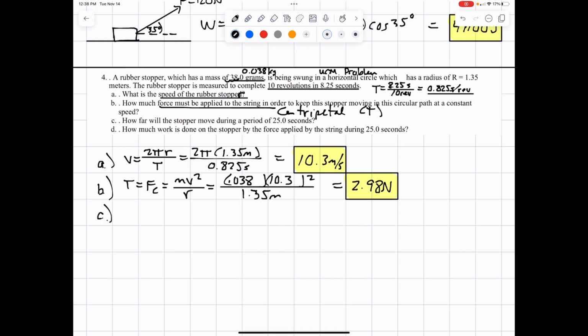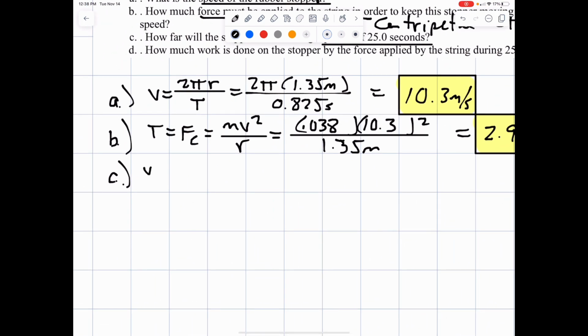Well, for part C, it says how far will the rubber stopper move with a period of 25 seconds? Okay, well, take your equation that we have for part A and solve for period. Now what does that mean? We want to know how far the rubber stopper moved. Essentially, you're looking for the new circumference. Oops, I'm sorry, I solved for the wrong thing. Let me back this up.